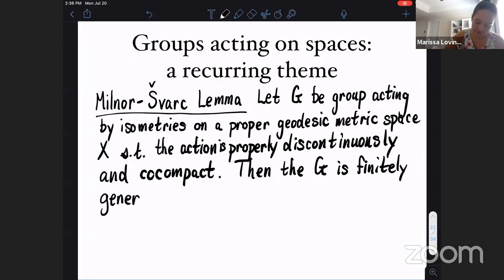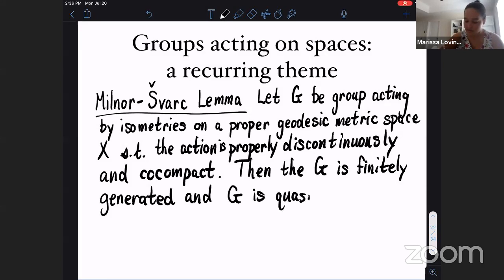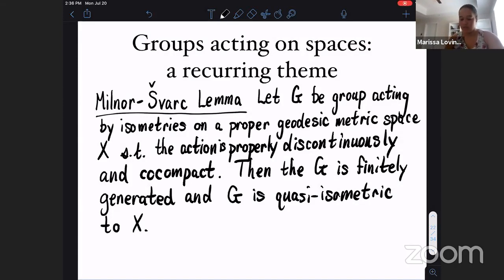This is always a wonderful thing to have about your group, at least for me. And furthermore, G is quasi-isometric to X. And it's actually stronger than that. You actually get that the orbit maps are going to be quasi-isometries. Okay, so this is good.